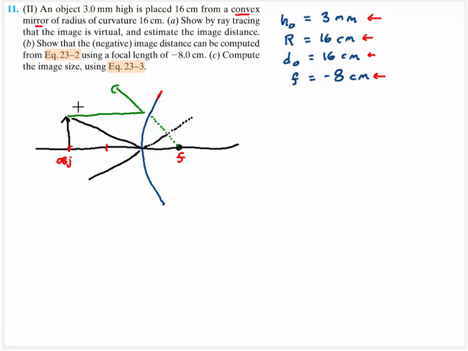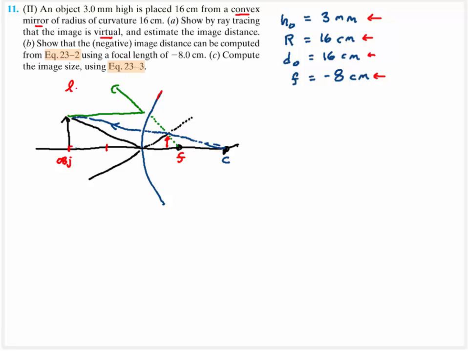And then I'm going to draw one that goes through the center of curvature. I know the center of curvature is roughly 16 centimeters, so that's going to be my center of curvature. Draw that one right there. It's going to bounce back directly to the very tippy top, and imagine it goes just like that. Where these three lines intersect, there's going to be my image, and it's going to be virtual.